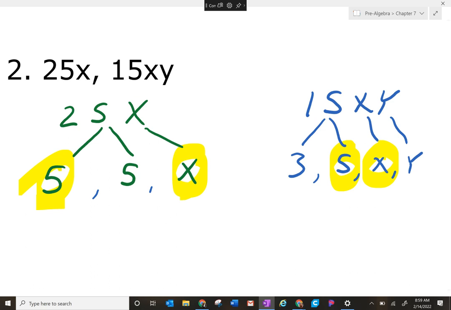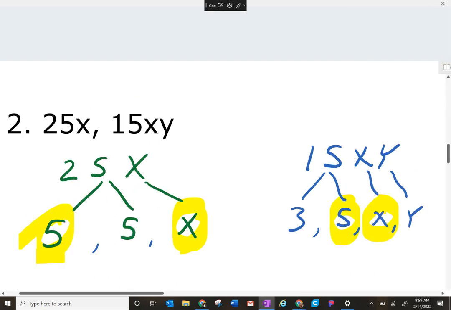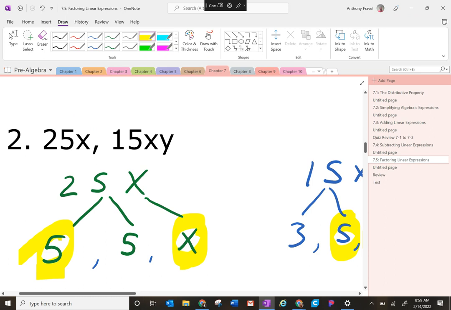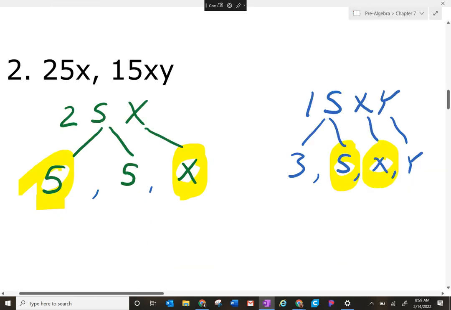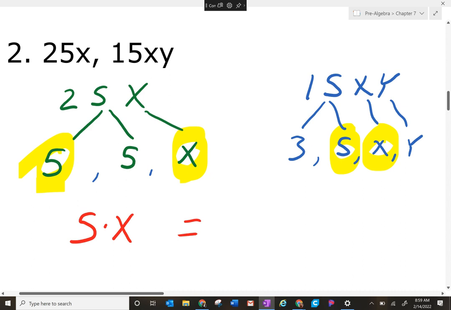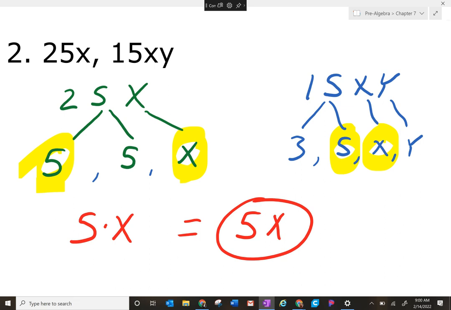So I'm going to look at the things that I circled, and only the things that I circled in one of the sets. Yes, I circled it in both, but if we did both of them, it wouldn't work out. So I have a 5. I have an x. So it's 5 times x. The factor they have in common is going to be 5x. Does that make sense on what I did? Yep. Sweet.